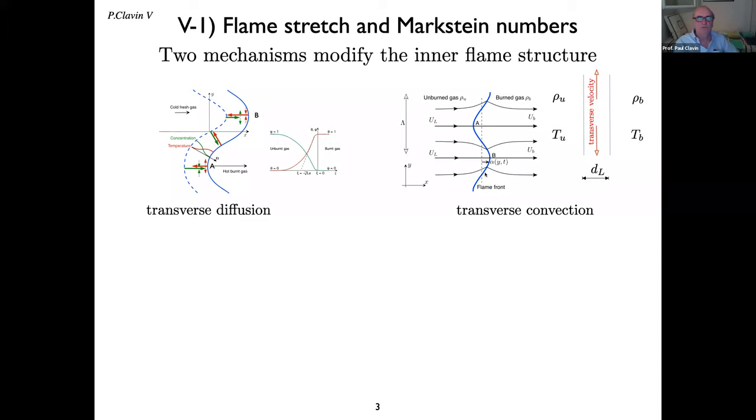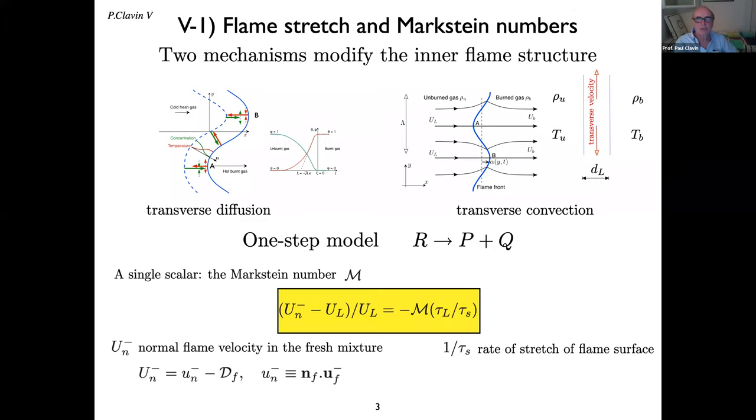But now I am going to try to understand this diffusive mechanism, and I will introduce what is called the Markstein number, which expresses the modification of the laminar flame speed. U minus n is the normal velocity of the flow relative to the gas on the fresh side. This is the relative velocity of the normal flame speed, and that is related, in fact, to what is called the rate of stretch of the flame surface.